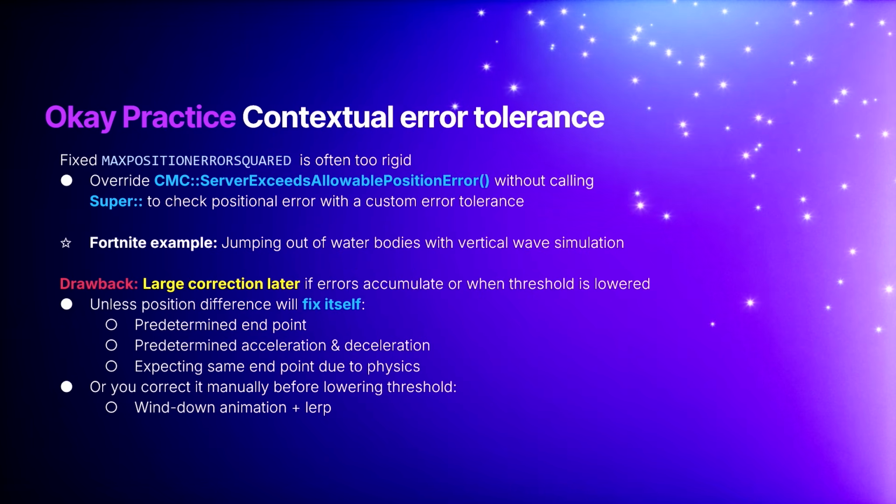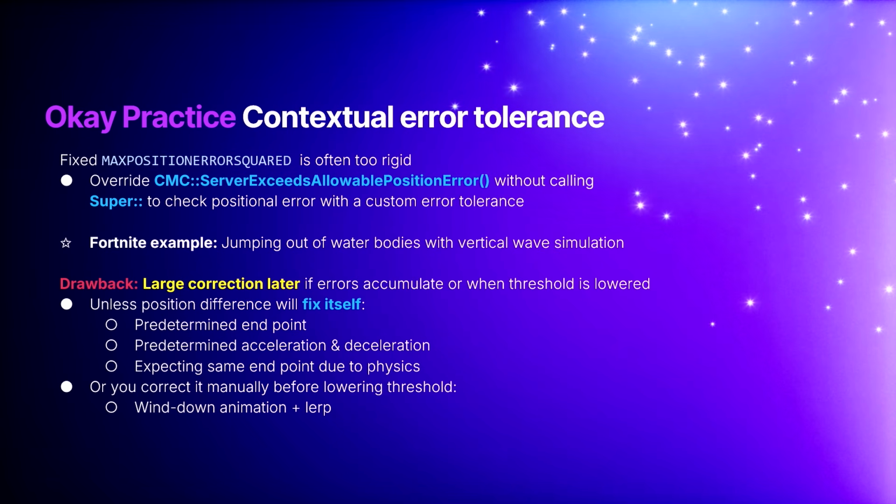What you can do then is to be a bit more lenient on correction in some situations. Now remember that there is this tweakable max position error squared, but since that's fixed, it's often a bit too rigid. What you can do is to override your CMC's server exceeds allowable position error to apply a different positional error tolerance.